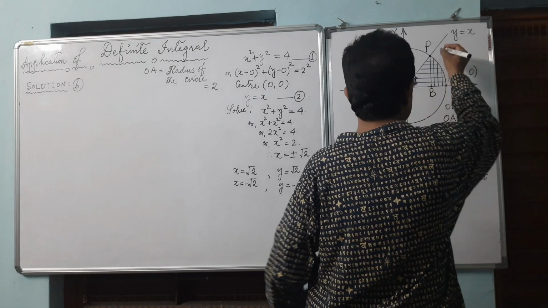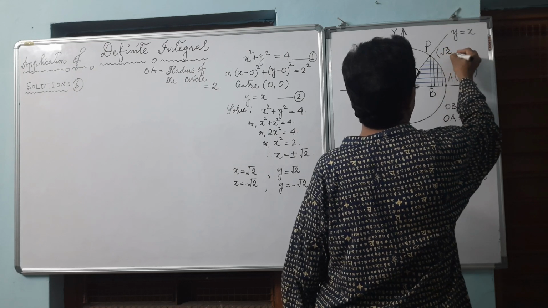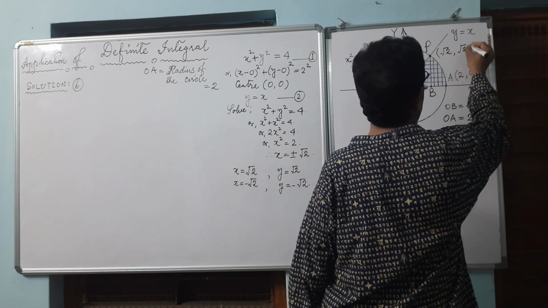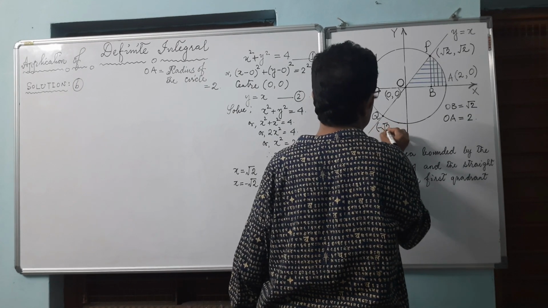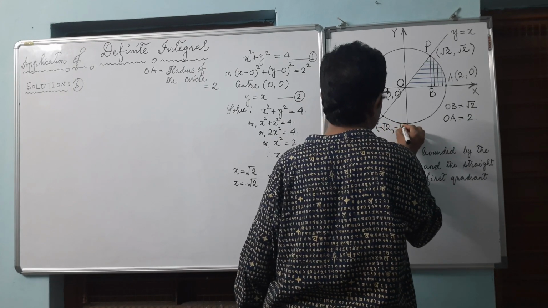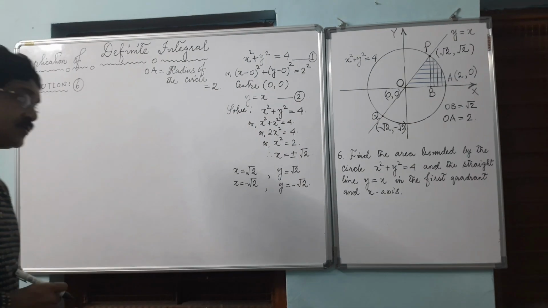What are they? In the figure, P is obviously root 2 comma root 2, one of the points of intersection, and Q is minus root 2 comma minus root 2, the other point of intersection. So we get these two.